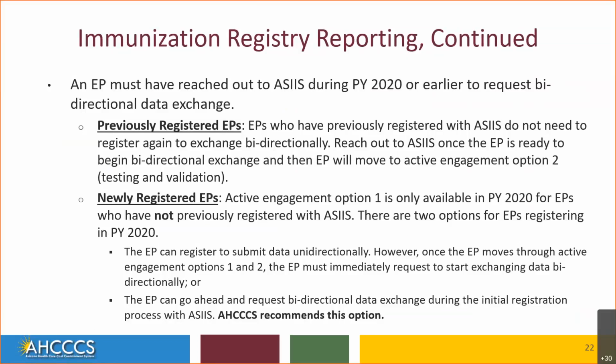For newly registered EPs, active engagement option 1 is only available in program year 2020 for EPs who have not previously registered with the registry. There are 2 options for EPs registering in program year 2020. The first is that the EP can register to submit data unidirectionally. However, once the EP moves through active engagement options 1 and 2, the EP must immediately request to start exchanging data bidirectionally. Or the EP can go ahead and request bidirectional data exchange during the initial registration process with the registry. And Access does recommend this last option because you just go ahead and take care of it at once and make sure when you go to register, you're also requesting bidirectional data.